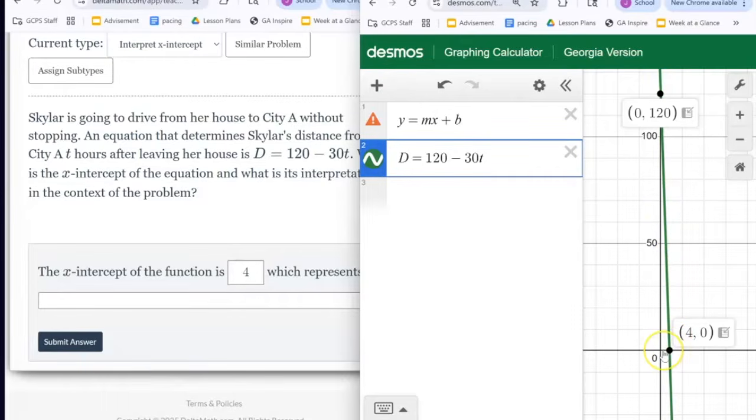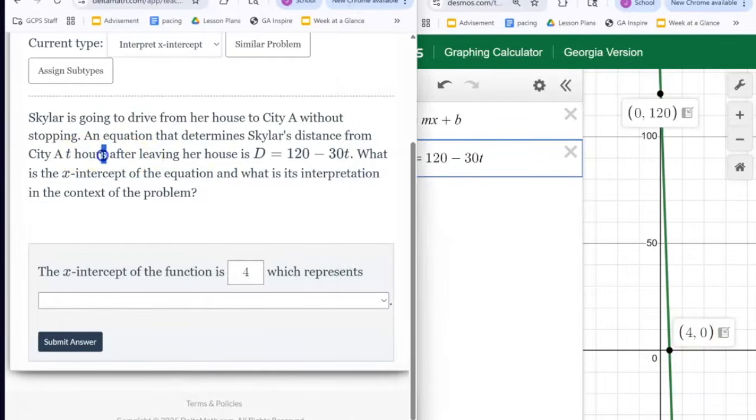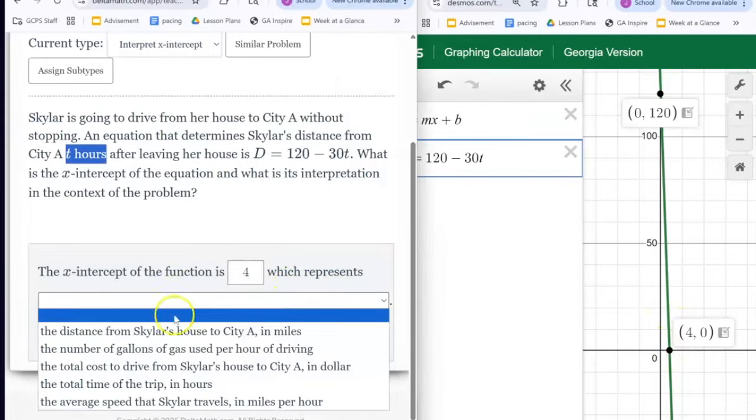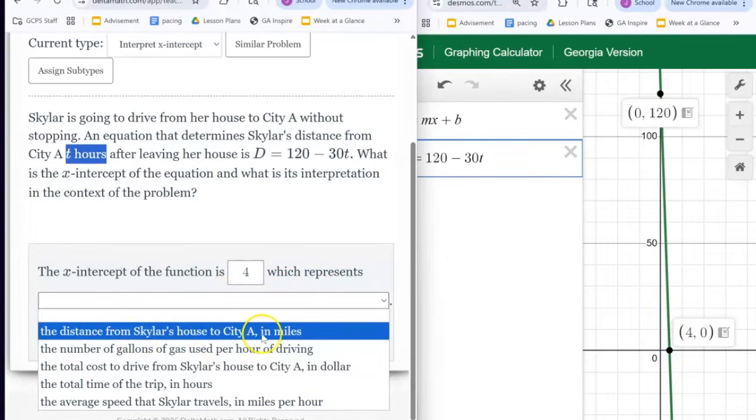When distance is 0, she has arrived at her destination. So that's what the x-intercept means. It took her 4, is it hours? 4, yep, hours, okay? It took her 4 hours to get to her destination, which I guess is a home. She's driving from her house to, oh, she's going to city A. So it took her 4 hours to get to city A. That's what that means.